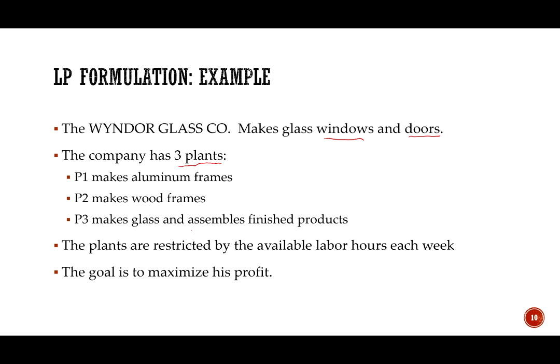3 plants. The plants are restricted by the available labor hours per week. So this is the restriction, the constraint. And the unit is labor hours per week. The goal is to maximize the profit. So now we have the objective function. It's about maximizing the profit. So when we sell 1 batch of windows, then it produces profit. So the question is, how many items do we need to produce in order to maximize this profit?